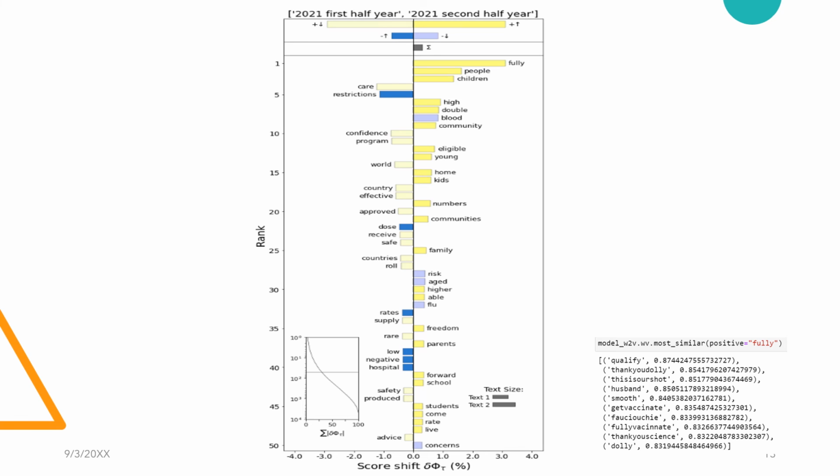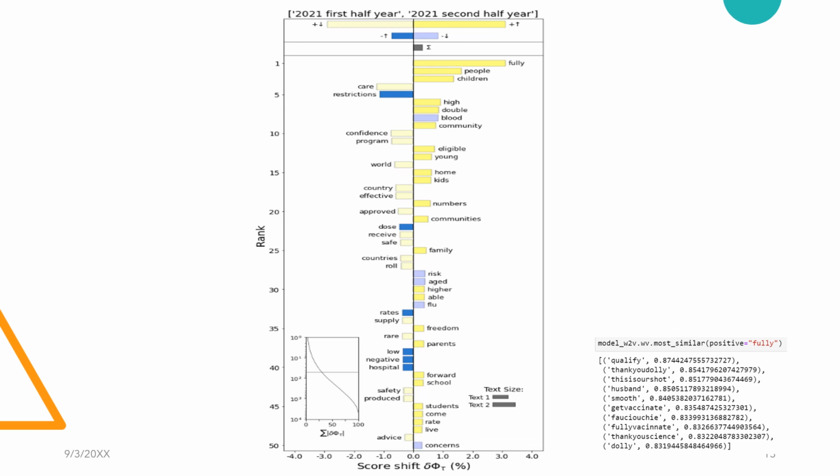To investigate what happened during the second half of 2021, I used the word shift visualization method to compare the keyword contribution to the positive and the negative side of sentiment. Here is the word shift graph below. On the left-hand side is the first half of 2021. We can see the words care and confidence contribute most on the positive side, and the words restrictions and dose contribute to the negative side.